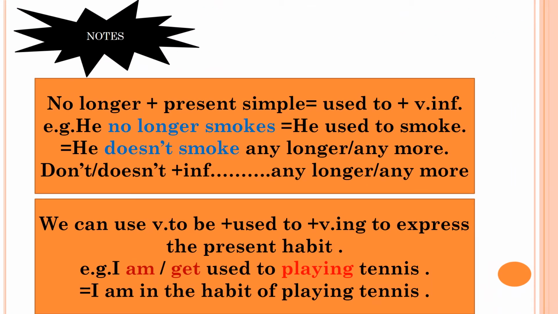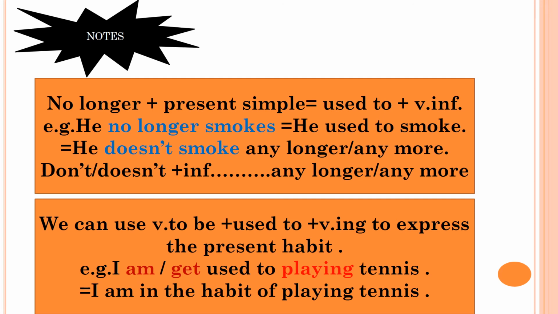No longer. No longer means used to. In Arabic, it means لم يعد. No longer plus the present simple equals used to plus the infinitive. When I say he no longer smokes, it means that he used to smoke. Now he doesn't smoke any longer or anymore.